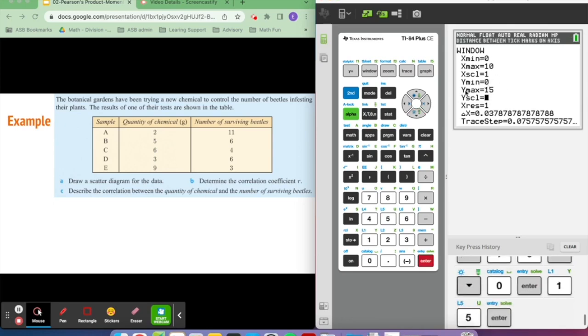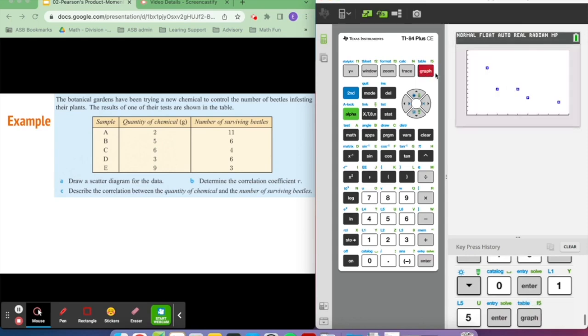Once we have a window that's appropriate, we're going to go back on the graph. And now we see all of our data points. So our 5 data points are here. So we're good with A, drawing the scatter diagram. This is what it looks like. B, determine the correlation coefficient.